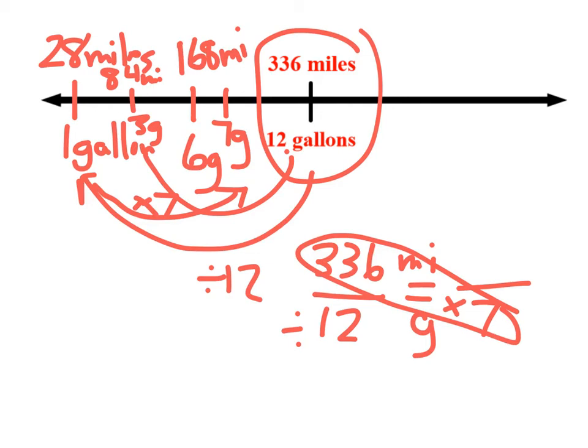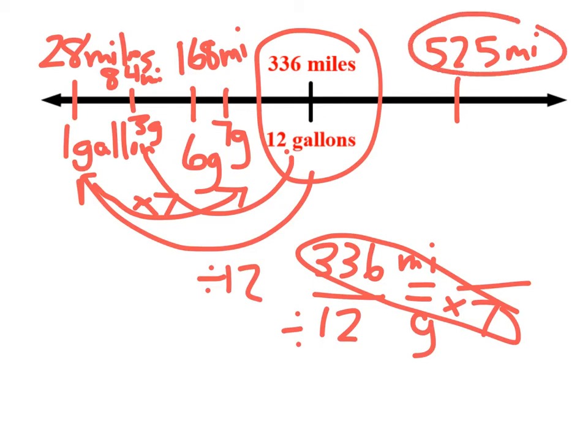Like say I wanted to take a trip that was 525 miles. Well, 525 miles and 336 miles don't play nicely together. So what could we do? We could shrink it down to 1 mile, how much gas, and then grow it back up to 525 miles. Now notice, that's a different unit rate than what we did. We did miles per gallon, and now I'm talking about gallons per mile. That's because I want to solve for miles.